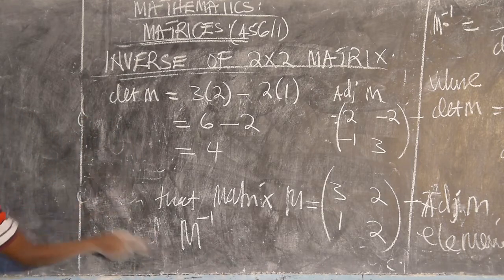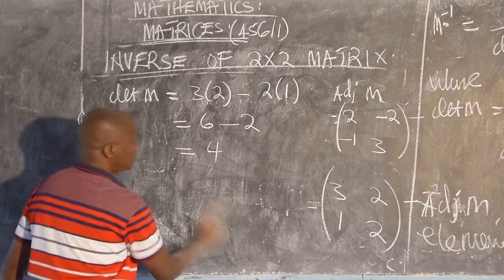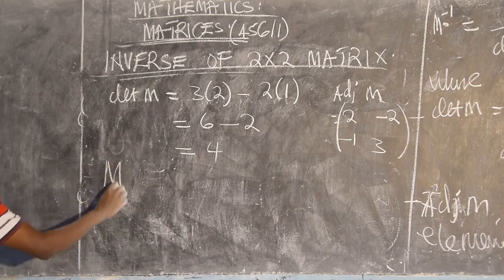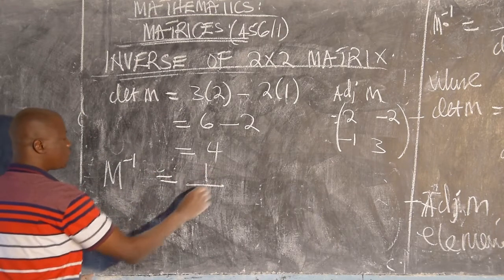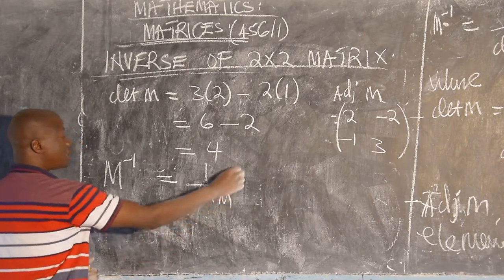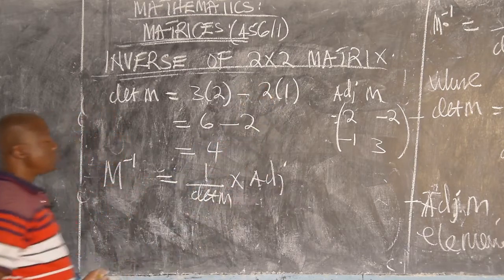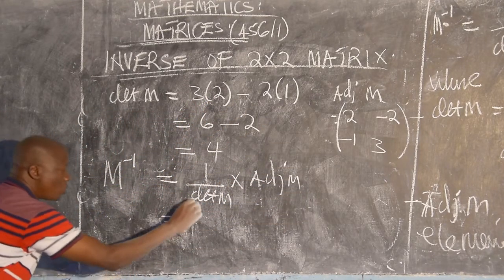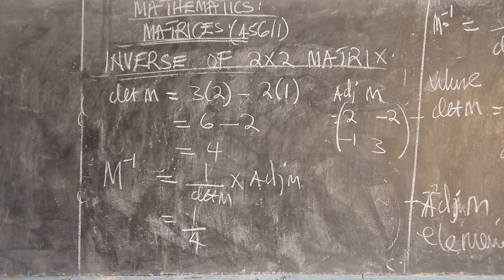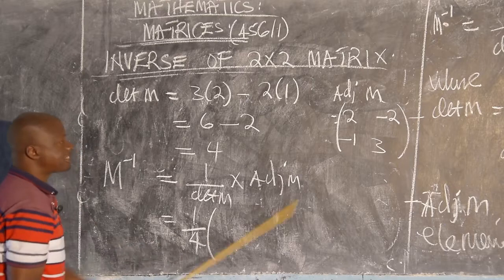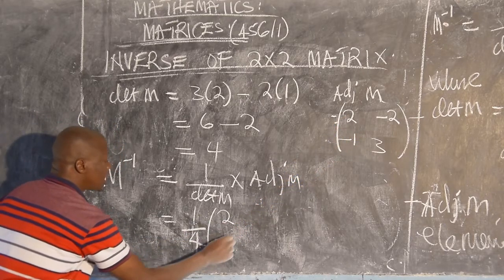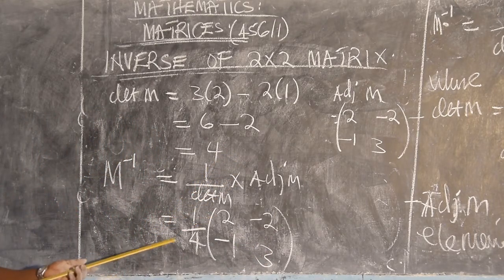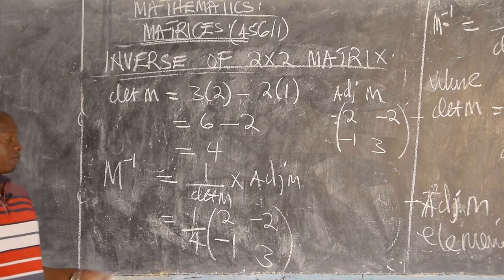They want us to find M inverse. We say that M inverse is 1 out of determinant M times adjunct M. What does it mean? We know our determinant, so this is 1 out of 4 into the adjunct, that is 2, negative 1, negative 2, 3. However, this is not the final answer.